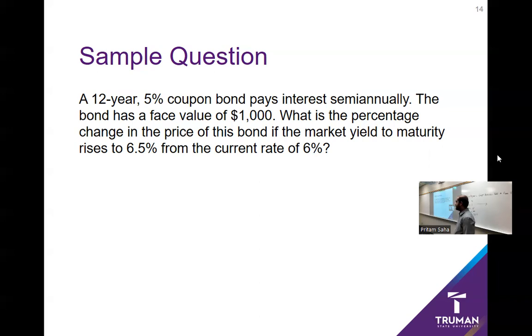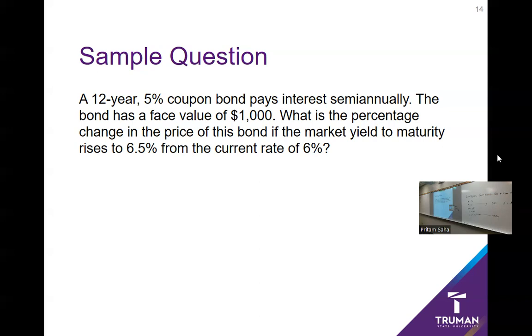What is the new present value? Yes, it's 876.34, because the new rate of return is 3.25%, right? So the price changes. The price change is basically 876.34 minus 915.32, divided by 915.32, right?